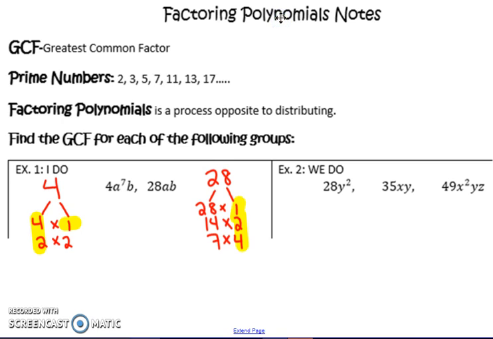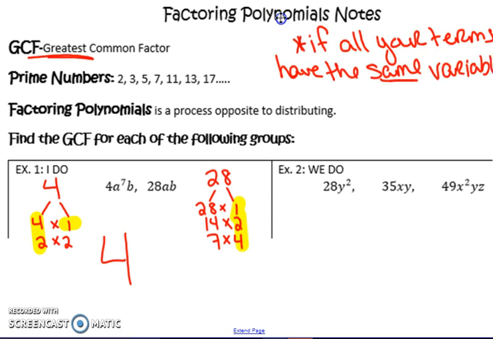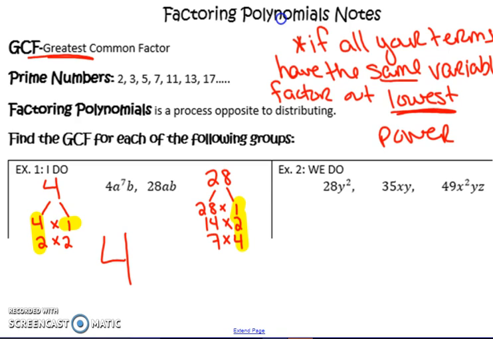When we pull out the GCF, the big key is we want the greatest. Out of everything that I highlighted, the greatest is 4. Now, when it comes to the exponents, the thing to keep in mind, if all your terms have the same variable, and it has to be the same variable, it can't be two different variables, you factor out your lowest power, or your lowest exponent.